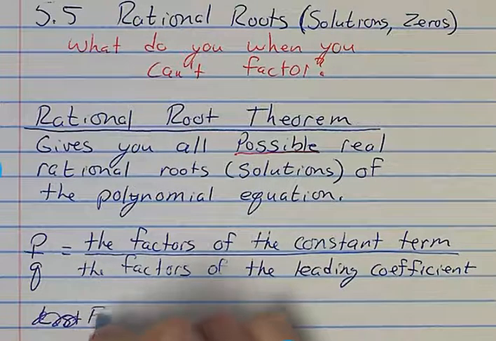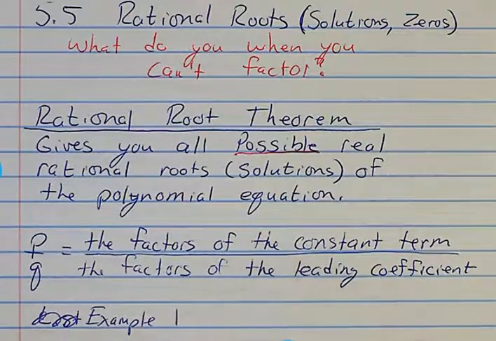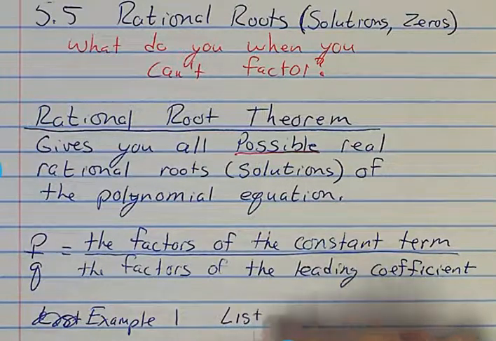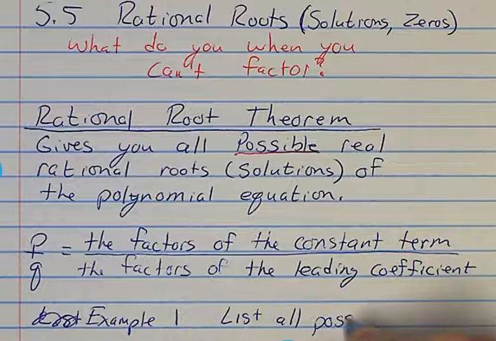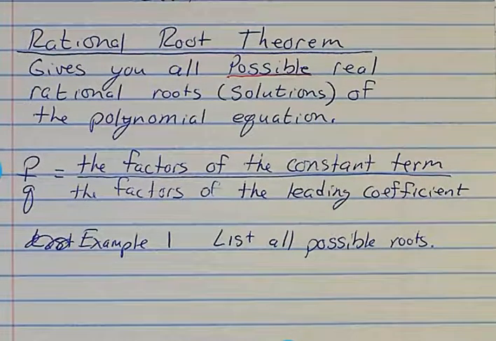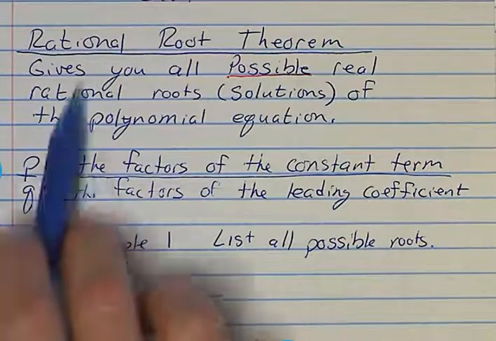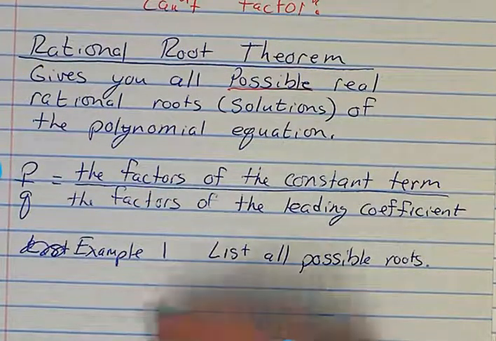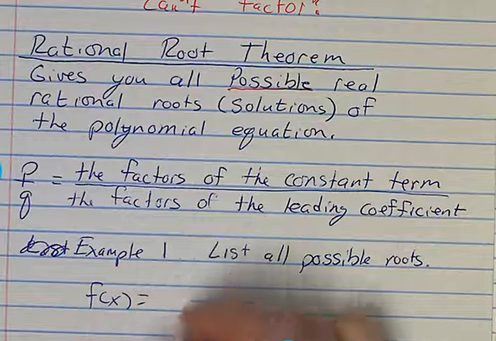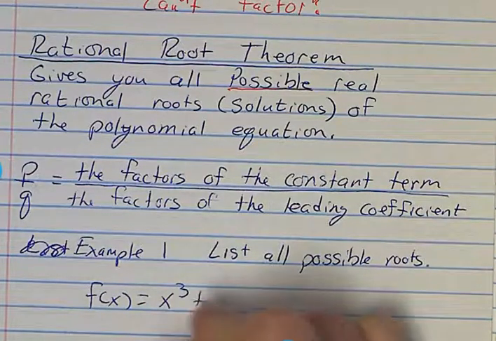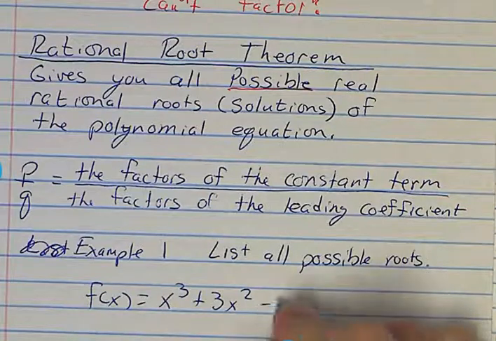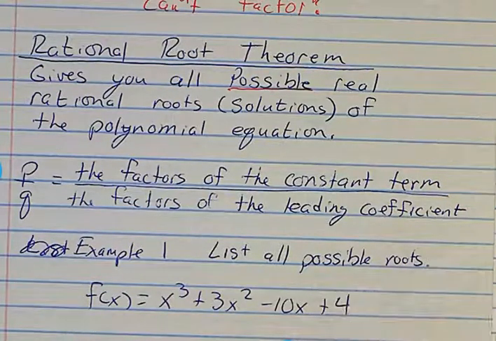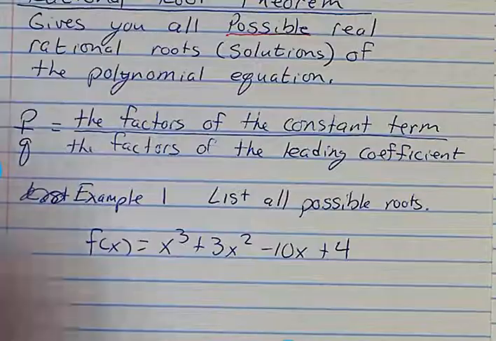Okay, so let's give an example of this one. Show you what we're talking about here. They're going to tell you to just list all the possible roots. Sometimes they'll say list all the possible roots using the rational root theorem. But you're still just listing all the possible answers that you're looking at. Okay, so we'll start with something like that.